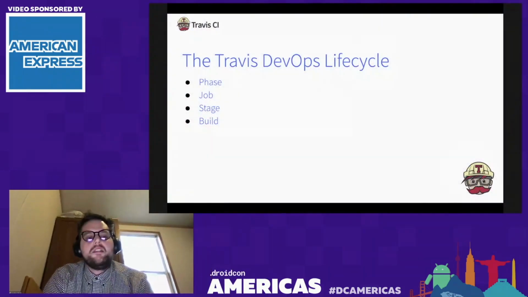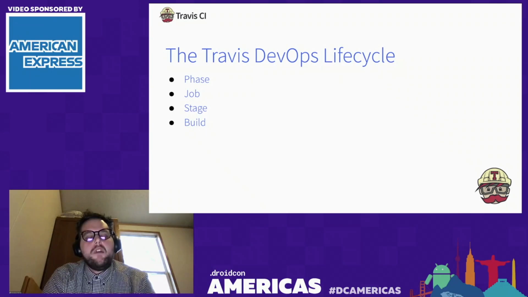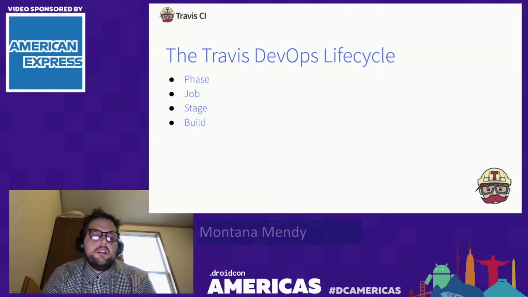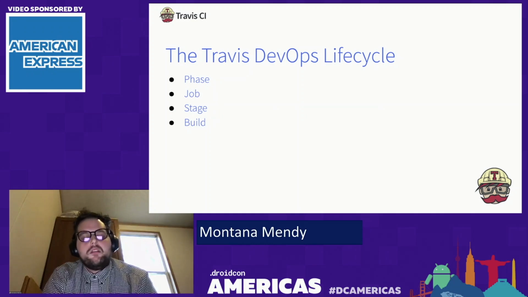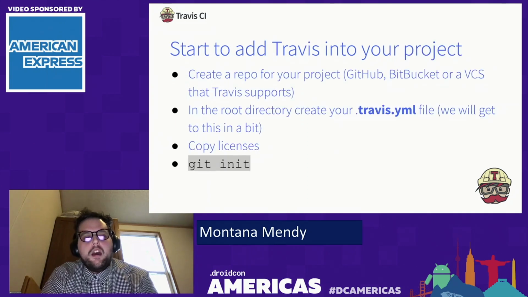The Travis DevOps lifecycle, as I see it, is in 4 phases. So we have phase, job, stage, and build. You'll hear about stage and build a little bit more as we go along in the presentation. These are critical when you get into matrices and a lot more complicated things. Jobs, of course, you can name them, and again, we'll get into that.